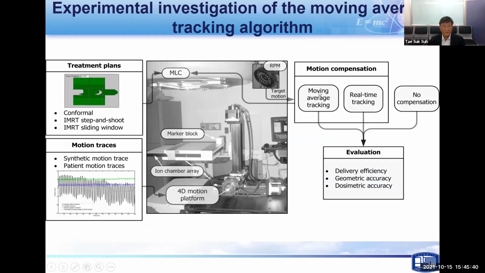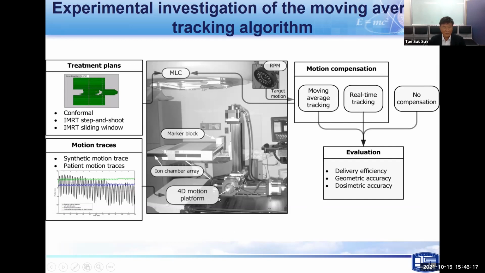As an alternative solution to real-time tracking, we investigated moving average tracking. This slide shows a schematic of the moving average tracking study. This whole work was performed as collaborative research with the Paul Keall group at Stanford. And the moving average tracking algorithm was implemented in this system, especially the DMLC tumor tracking system.